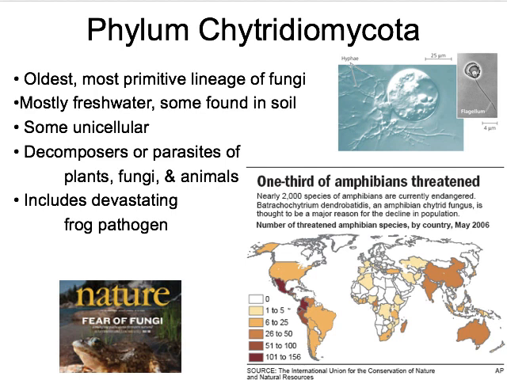So now let's take a look at these phyla. The first one is the chytrids, which is called the Chytridiomycota. This is the oldest, most primitive lineage of fungi, and these organisms are found mostly in the freshwater systems of our world, but some are found on the soil. Some of these are unicellular, and many of them are decomposers or parasites. One example of a chytrid is the one that causes the devastating frog pathogen that is wiping out amphibian populations around the world.